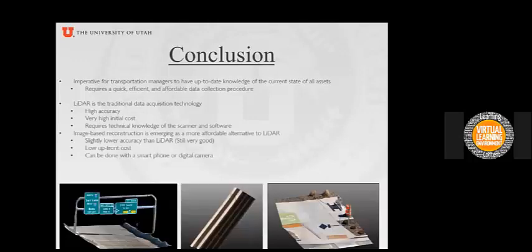Image-based reconstruction is emerging as a more affordable alternative to LiDAR. It has slightly lower accuracy than LiDAR, but for the cost difference, its accuracy is very good. It has a low upfront cost, and photogrammetry can even be done with something as simple as a smartphone or a digital camera like we used for the pedestrian access ramps.